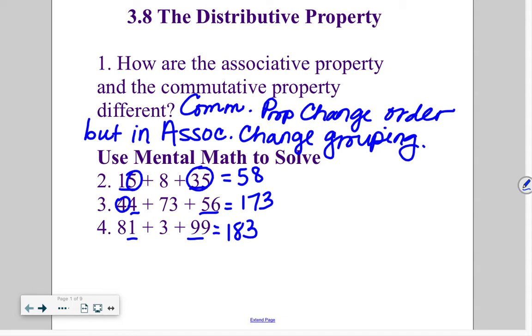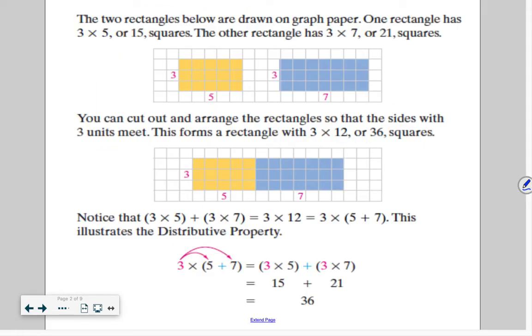Good. So that's all taking apart numbers, right? And deconstructing them to add them in an easier way. Well, today we're going to do the distributive property, which is kind of the same thing. So it says the 2 rectangles below are drawn on graph paper. One rectangle is 3 by 5, or 15 squares. The other rectangle is 3 by 7, or 21 squares.